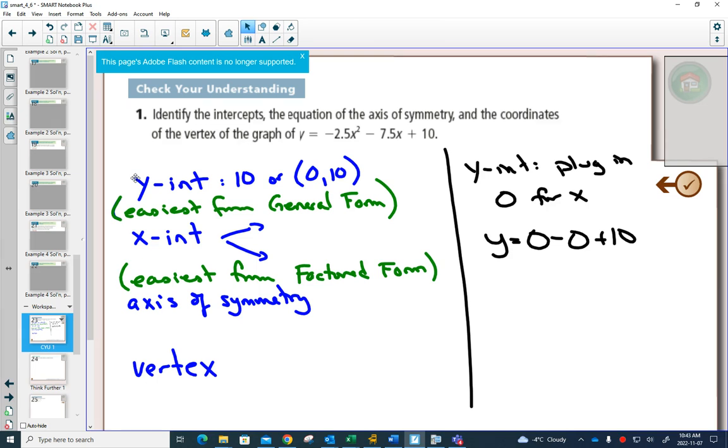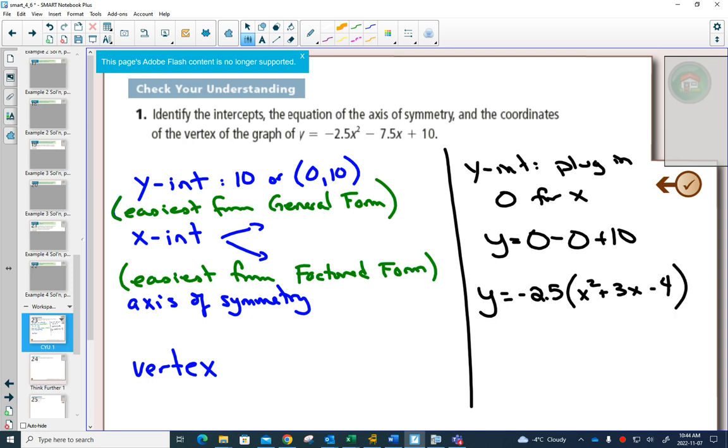So, now, the factored form isn't always possible. Sometimes you can factor, sometimes you can't. But if you can factor, so we're going to try now, can we factor this? First of all, is there a common factor? Can you take a 2.5 out of each of those? Yes, you can. I'm going to take a negative 2.5 out, leaving me with x squared plus 3x minus 4.